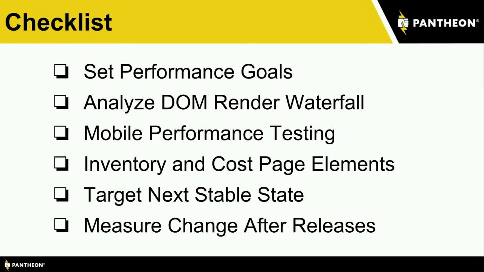But here's the checklist. It's the six things you've got to do to get front-end performance. Actually, it's just what an agile process looks like, right? You should set some goals. You should analyze your rendering waterfall. You should do mobile performance testing early and often. You should inventory and cost the elements of your page. And then you can have a rational discussion with your stakeholders of, is this element on the page worth the time that we're making people wait for it? And that could lead to some very interesting discussions.